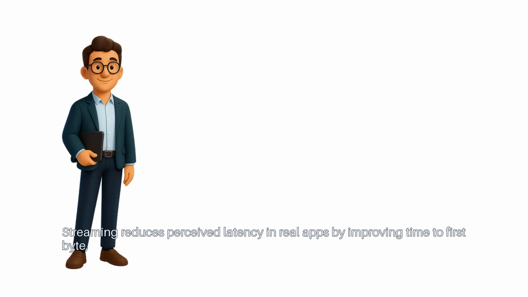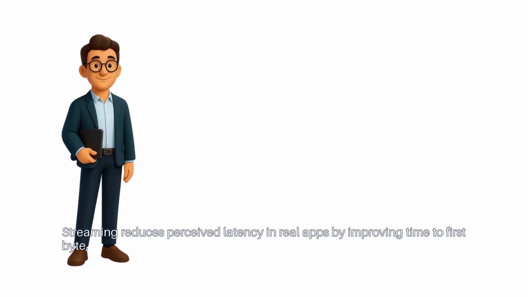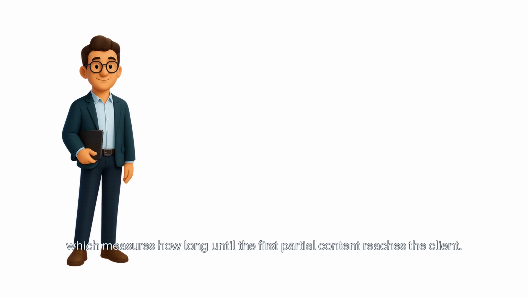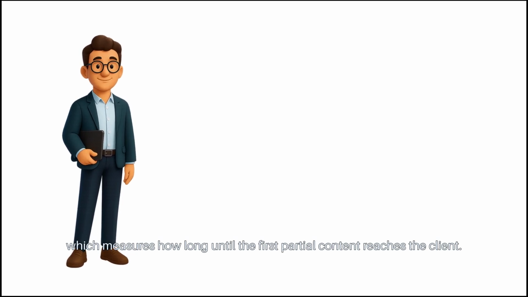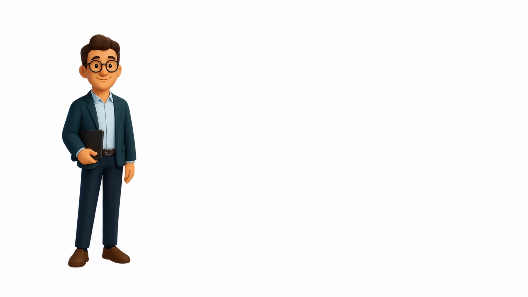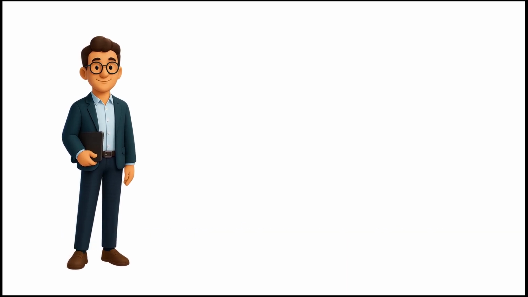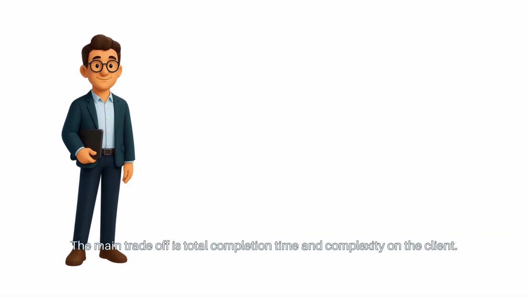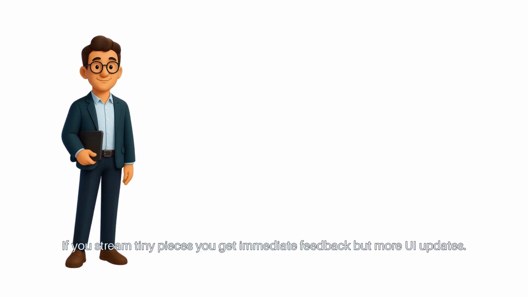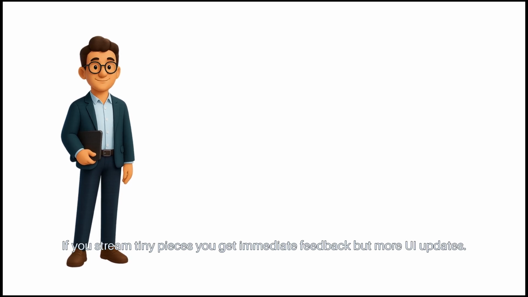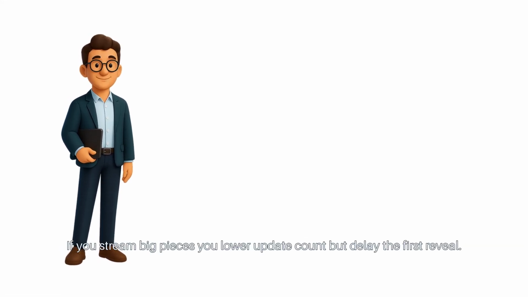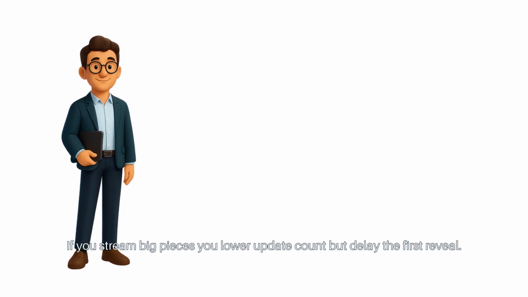Streaming reduces perceived latency in real apps by improving time to first byte, which measures how long until the first partial content reaches the client. It also reduces wasted render work, so you do fewer DOM writes or terminal refreshes. The main trade-off is total completion time and complexity on the client. If you stream tiny pieces, you get immediate feedback but more UI updates. If you stream big pieces, you lower update count but delay the first reveal.